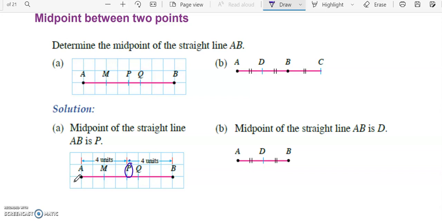So that one, the answer here is B lah. Not M and not Q. So now we go to second one, midpoint of straight line AB here. AB kat sini ialah D lah. Kalau masih ingat, ini adalah simbol untuk equal length. Okay, equal length. So kita akan pilih point D.